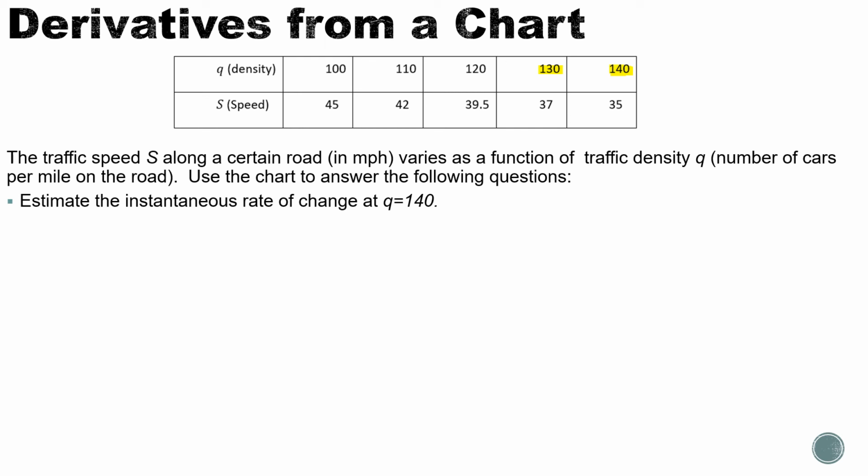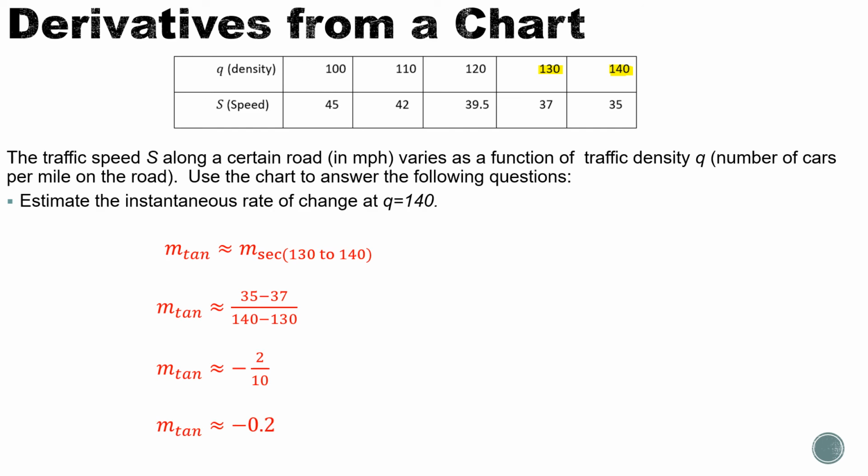So I can hope that the average rate of change is somewhat close to the instantaneous. There's a chance that it's extremely far off, but I have no other choice in how I can calculate my estimation. So to find my slope of my tangent line, I'm going to actually just find the slope of the secant line from 130 to 140. So I have 35 minus 37 over 140 minus 130. Reduce that to -2/10 or -0.2.